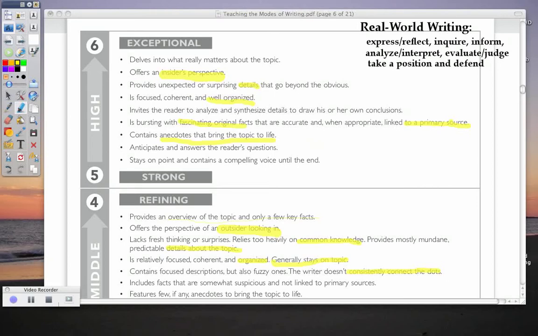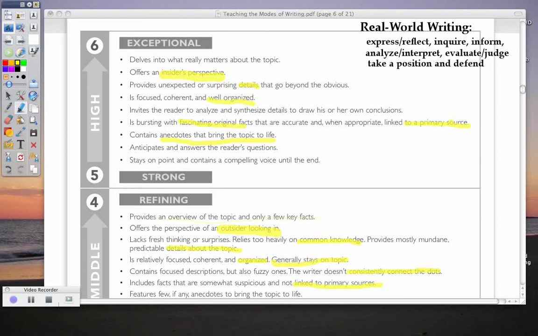Finally, a 5 or a 6 paper has a compelling voice. There's somebody behind this paper who cares about the subject, and they're telling you what it means. It's a skater who's telling you about skating, rather than a salesman in a skating store trying to convince you to buy the most expensive skateboard.